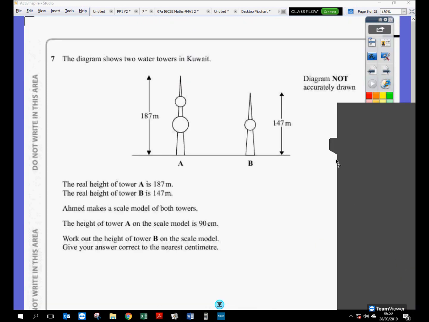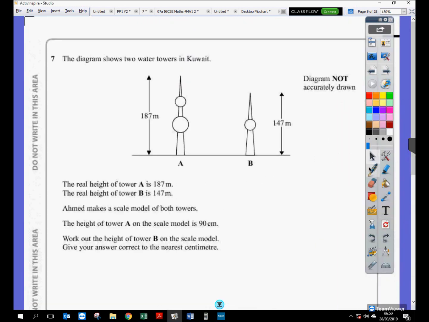Okay. So this next question is to do with comparing heights. So we have two towers here. We also are given information about the scale model of tower A. So let's say the tower A model is 90 centimeters. What we're trying to do is work out the height of model B. Now you can relate these two heights together as follows. We'll call this one x.